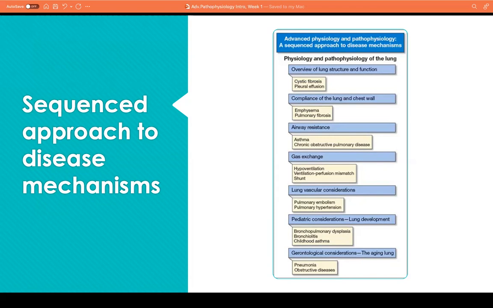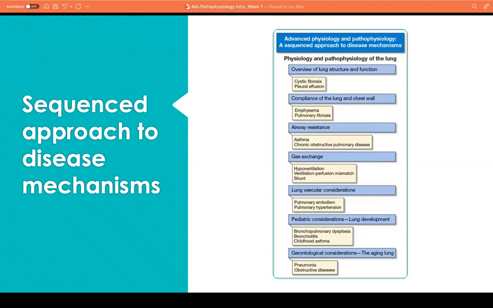One of the things I wanted to point out is how your text is broken down. They use a sequence of approach to the disease mechanism. The way they lay out each chapter, for example when they talk about the respiratory system and the lung, is they talk about the physiology and pathophysiology of the lung. They do an overview of the physiology of the lung structure and function.